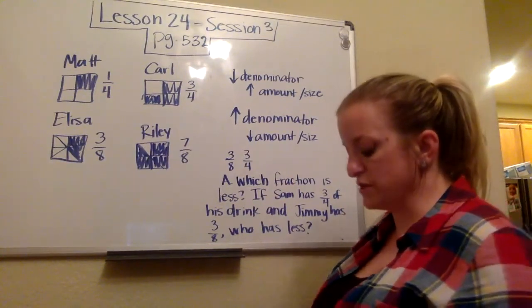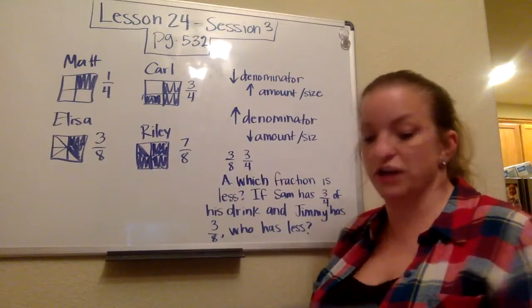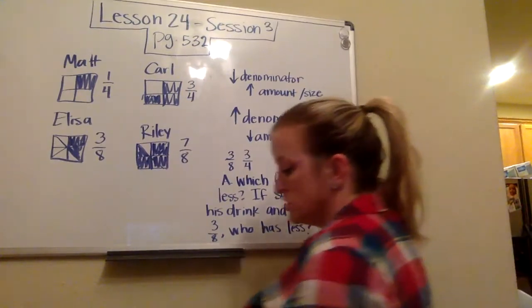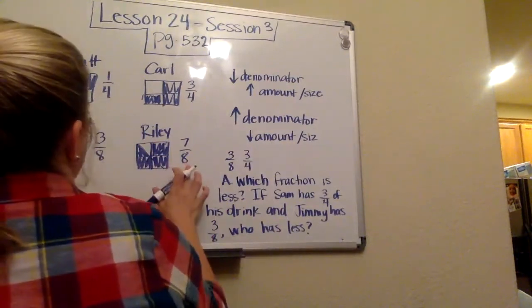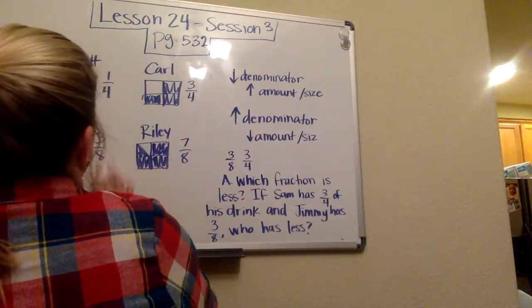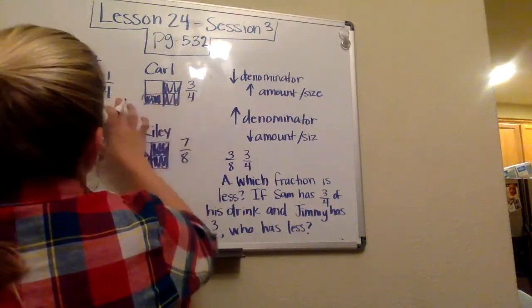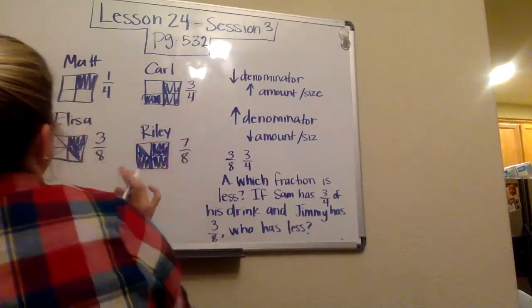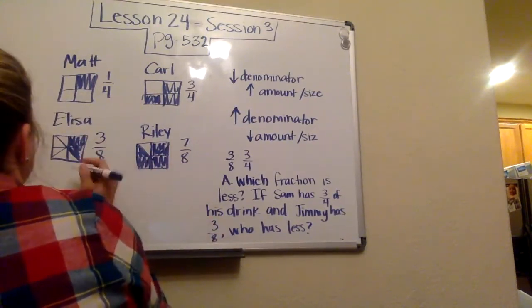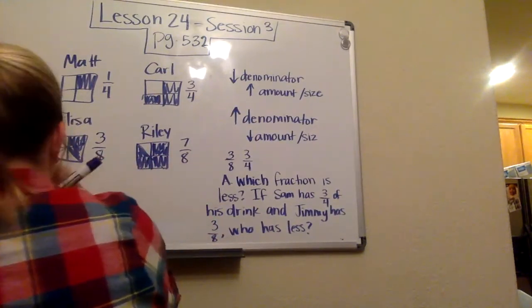Letter B says, use the information above to write a word problem about comparing two fractions with the same denominator. So all we're doing is comparing two fractions with the same denominator. The denominator is the number that's down, and I could either use 1/3 or 1/4 or 3/4 or 3/8 or 7/8. But I think I'm going to do the 8s because it's a little bit trickier.